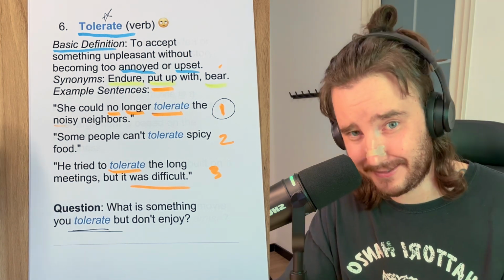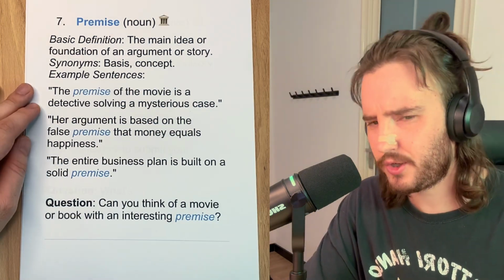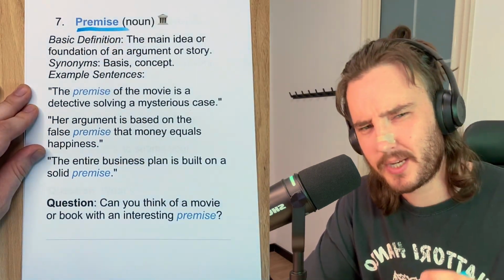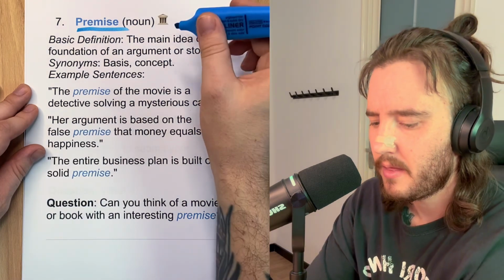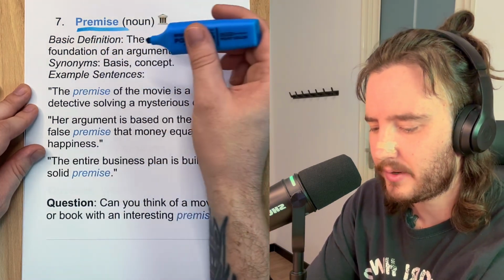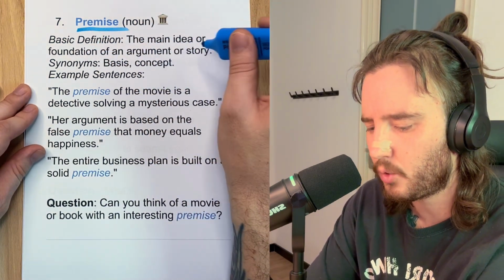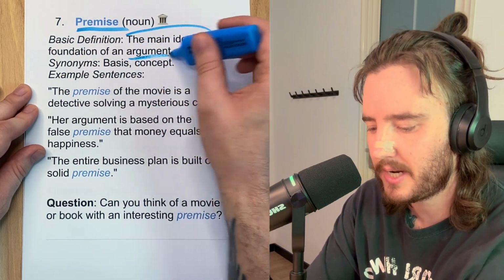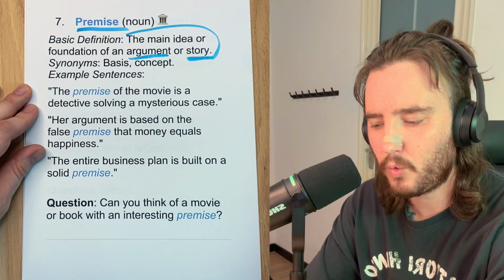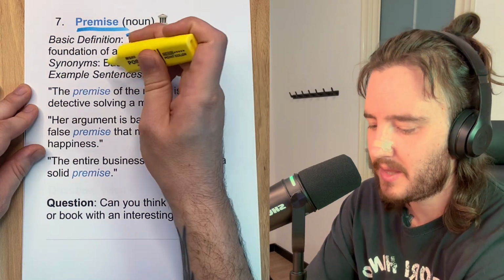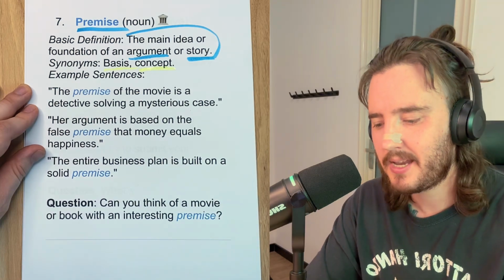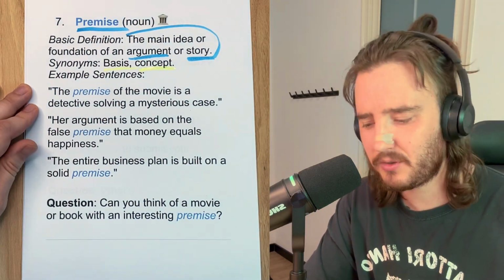What about you guys? Okay, another advanced word you guys should know is premise. Premise. What is the premise of something? The main idea or foundation of an argument or story. That's the premise. Could be a story, could be an argument. Some other ways to understand this might be the basis of something, the concept of something, the idea behind something.